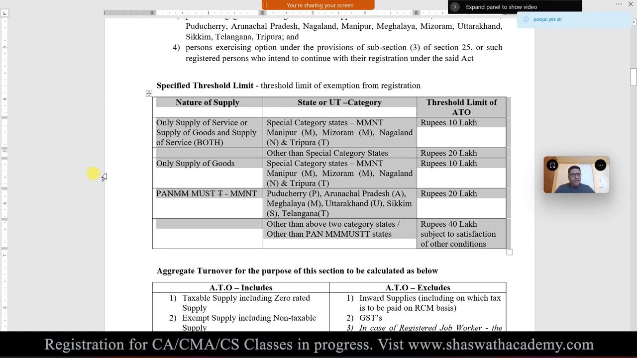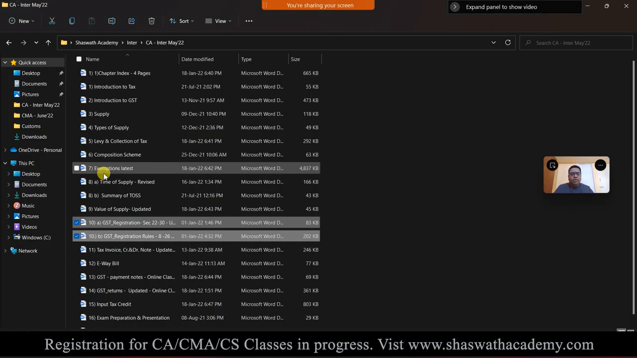Shall we go to the next one, my dear? See, I am not dealing with the registration chapter in full, but I am dealing with the main aspects. Okay, first criteria, there is calculation of threshold limit. There is a probable question from threshold limit. Mark it, very, very important. We are going for the next one.